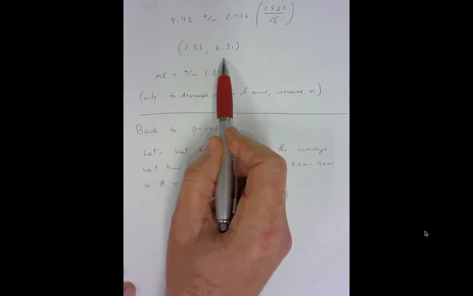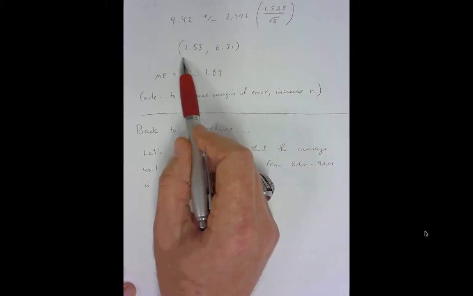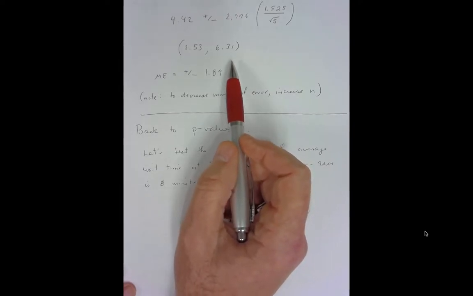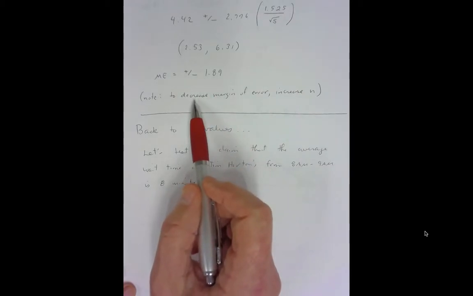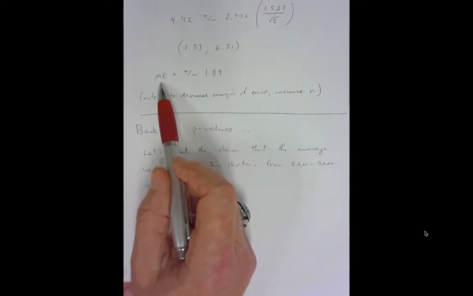So what we can say here, I'm not going to write it out, is there's a 0.95 probability that the mean wait time for all people, not just me, but for all people from 8 a.m. to 9 a.m., is contained in this interval. Actually, technically, there's a 0.95 probability that this interval contains that unknown measurement.